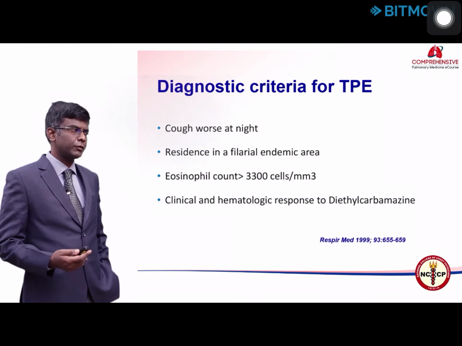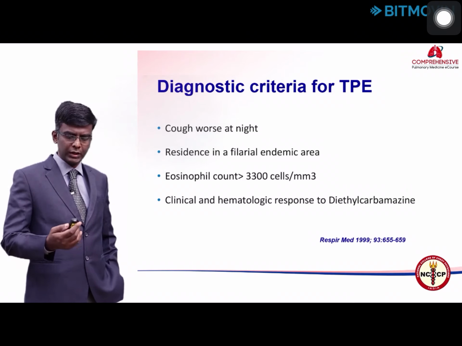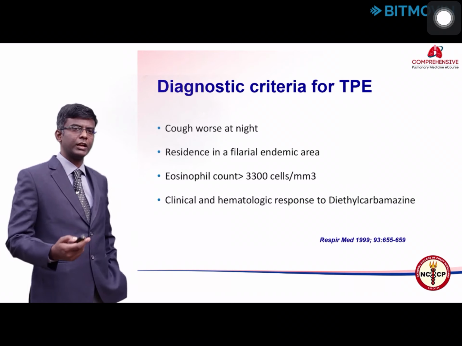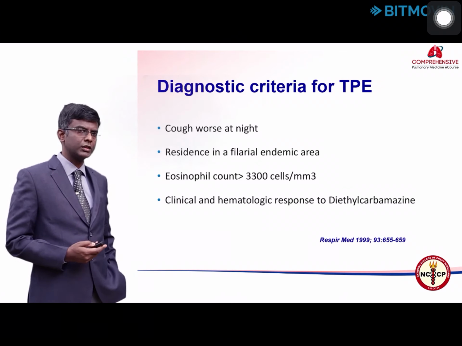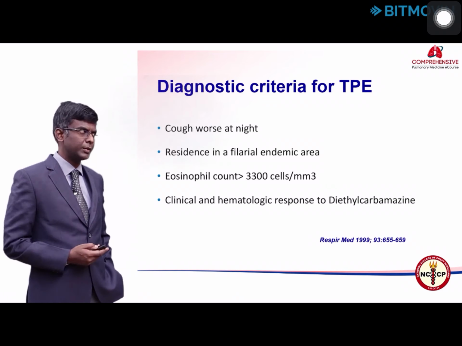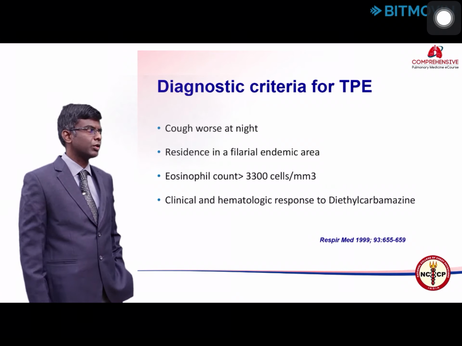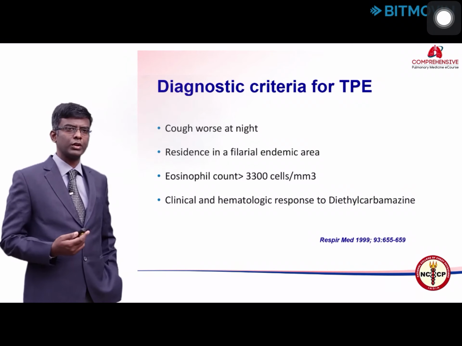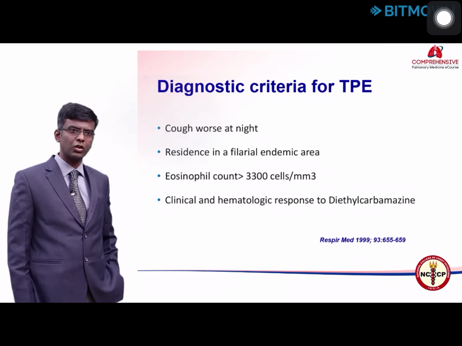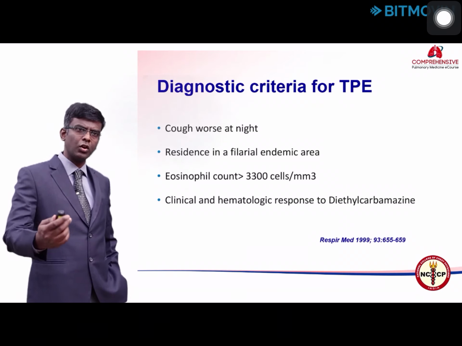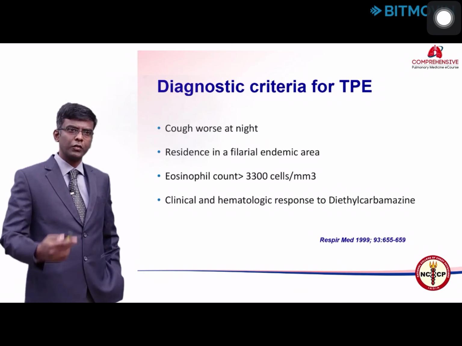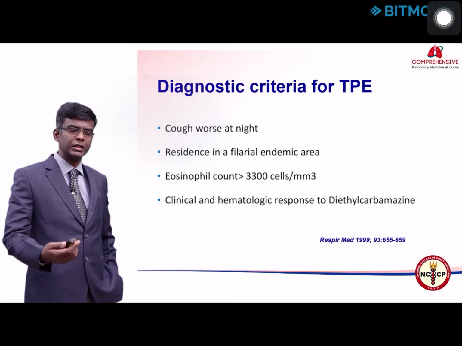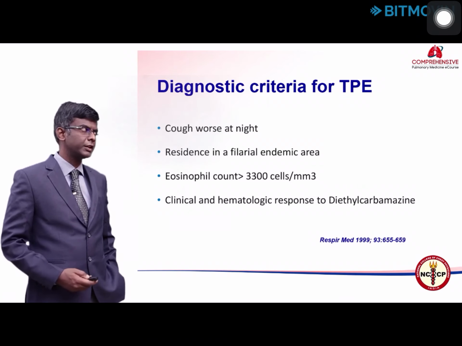For the diagnosis of tropical pulmonary eosinophilia, there are 4 criteria. One is nocturnal cough, second is residence in a filarial endemic area, third is an eosinophil count of more than 3300 cells per cubic millimeter of blood, and fourth is clinical and hematological response to diethylcarbamazine. So once you have a strong clinical suspicion and you don't have any other obvious cause for peripheral eosinophilia, it's all right to give empirical treatment for the patient and to assess the response. And if the patient responds, then the diagnosis is tropical pulmonary eosinophilia.